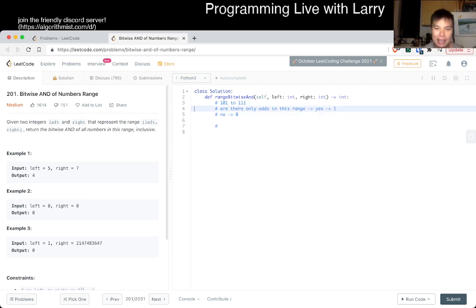In this case, obviously, are there only odd numbers in this range? The answer is no. So the answer is 0. And then now we look at one digit to the left, and we go 0 and 1, right? And then the question is, are there only ones in this range? And the answer is no. So it's not a 1, it's a 0. And then now we go to the last digit, and it's 1. And then the answer is yes. So it's 1. I think that's maybe good enough for us to get started.